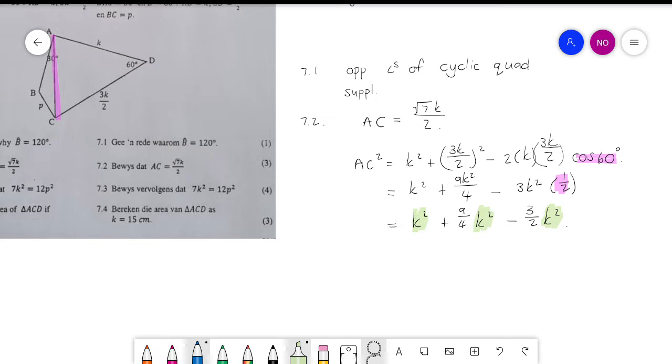What's standing in front of the first k squared? 1 plus 9 over 4. Minus 3 over 2. Okay? Not there yet. AC squared. How do we get rid of the squared?